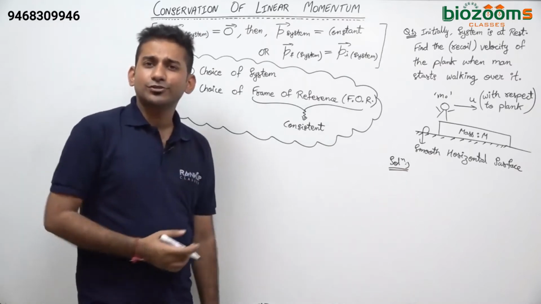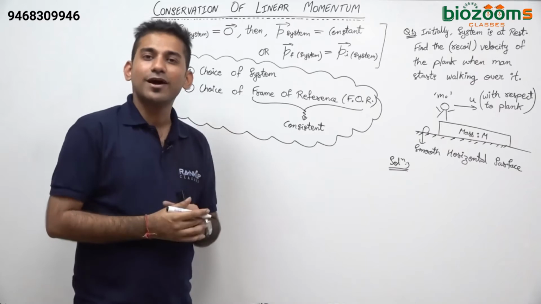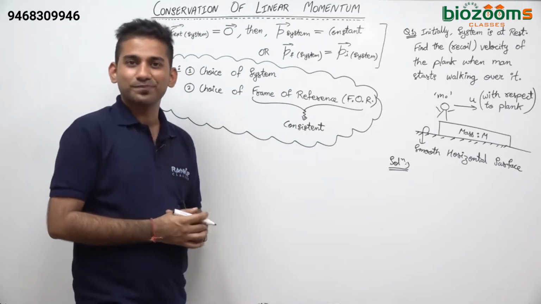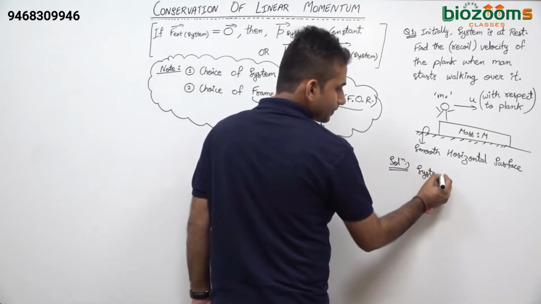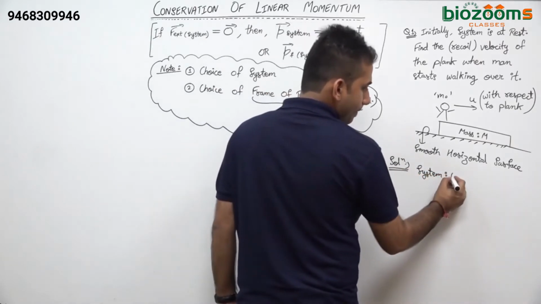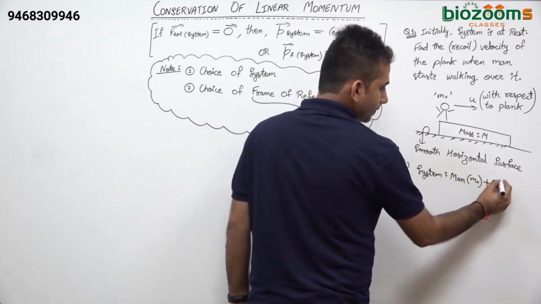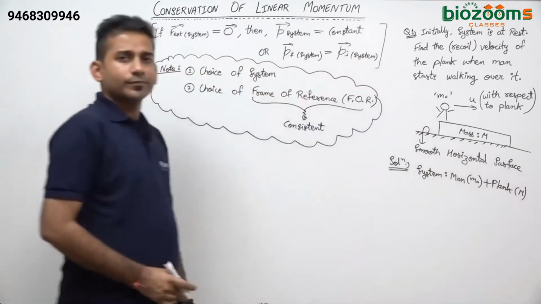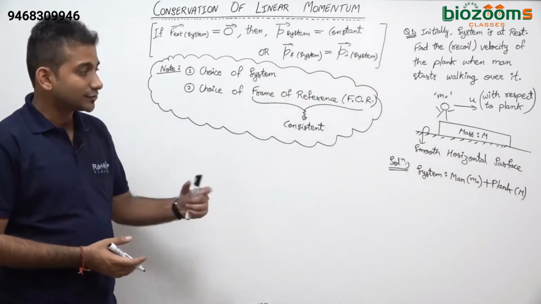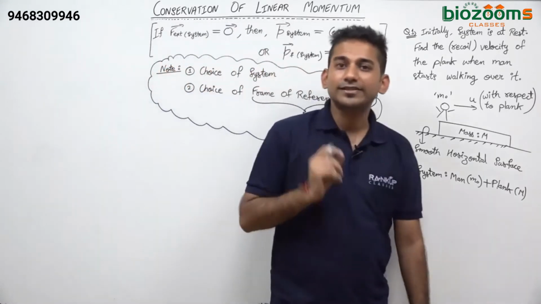But before the application of this fundamental principle, we must think about the very first part: what should be the choice of our system? Here, the system must contain the man having mass m0 plus the plank having mass capital M. Now why is that so, sir? Why is that required? That is required due to a very, very basic reason.